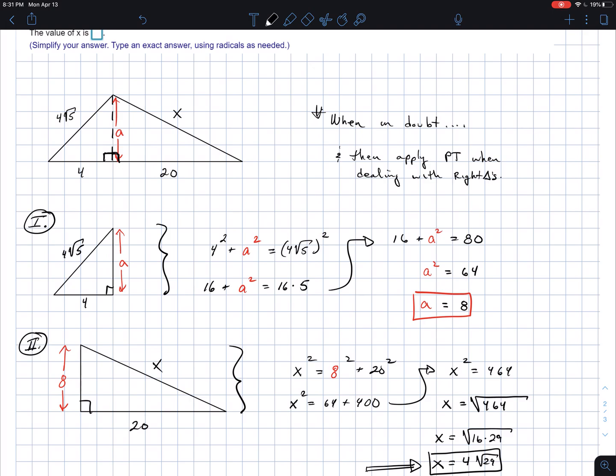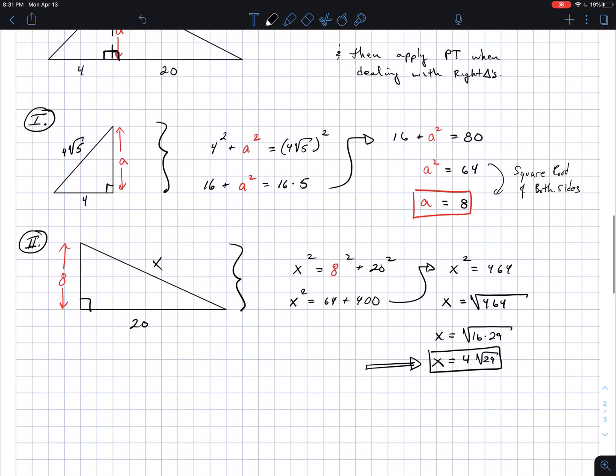Squaring 4 root 5 just means that I'm squaring 4, which is 16, and I'm squaring the square root of 5, which is 5, with technically the absolute value of 5, but regardless. So after that, what we did was we simply did the product out, simplified, and found our a. Now, how did we find a? We just took the square root of both sides, right? So we just took the square root of both sides. Okay. So I'm hoping the computation isn't that bad.